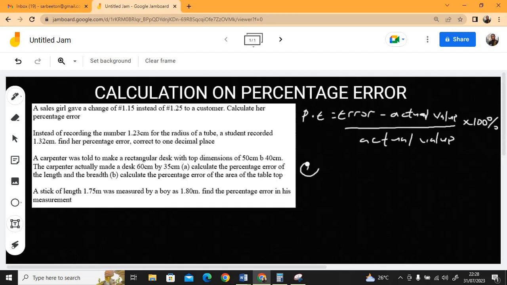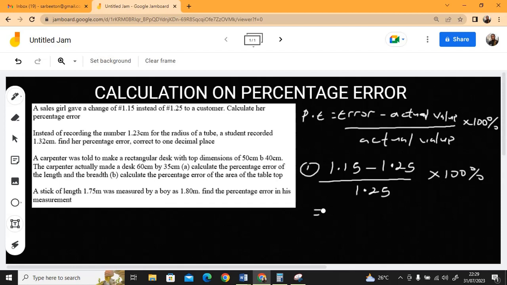Now the error the person made is that instead of giving a change of 1.25, she gave a change of 1.15. This is the error. The money she should give the customer is 1.25, the actual value. So it is 1.15 minus 1.25, all over the actual value, 1.25, times 100%.